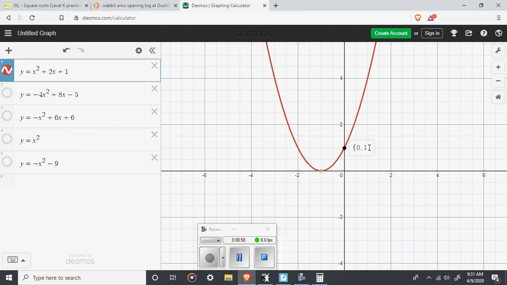The reason we call it by this last number is because if you take a look over here at our equation, it's always going to be whatever this last number is. So here, what's your y-intercept? You can either say 1, or you can give the full point, which is (0, 1).